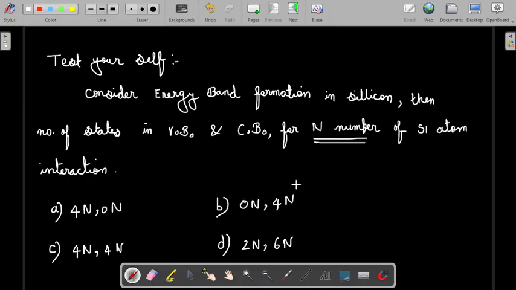So let's now see what the answer will be. Here, what they have said is the silicon atom is the first clue, and the second thing is the number of atoms getting into interaction. So we know that the silicon atom's outermost shell is 8, and in the valence band and in the conduction band, how many states there are is the question. So we know that silicon is half filled. So we know the number of states would be 4 in the conduction band and in the valence band. So the correct answer will be option C.